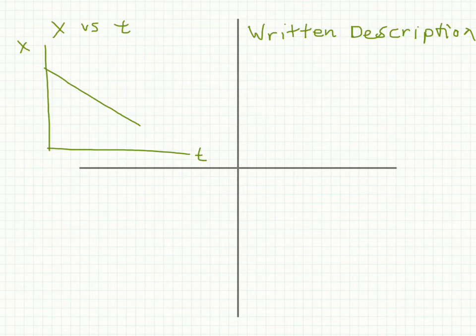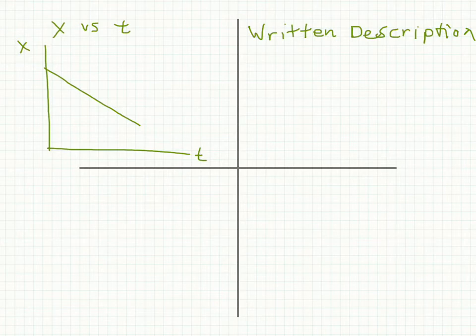You could be given any x versus t graph. You could be given an x versus t graph like this one that's qualitative. You could be given one that's quantitative. But one of the things that you could be asked to do is to write a description of the motion.